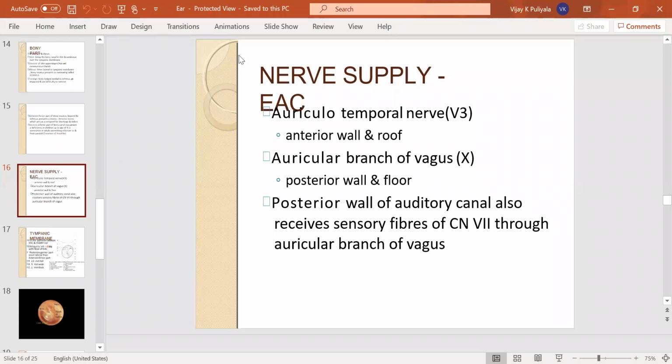Coming to the next topic: the eustachian tube, the nasopharyngeal tube.